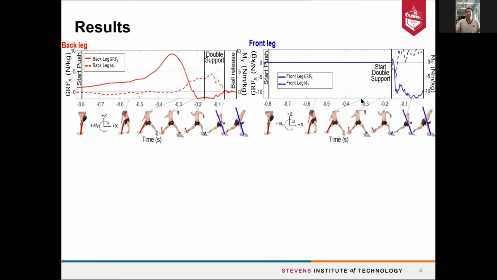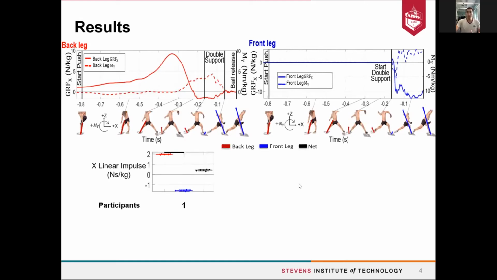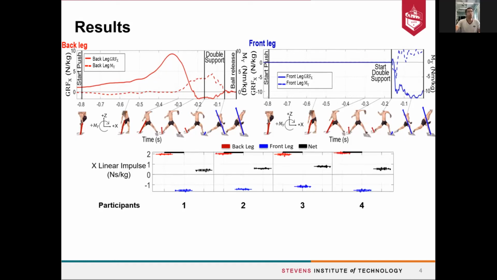This signifies the role of the back leg transitioning from linear propulsion to rotation generation. For the front leg, we see the majority of ground action force X being in the negatives and moment Y becoming positive shortly after ground contact and before ball release. For the impulse values, we found that the back leg generated positive and the front leg generated negative X linear impulse, leading to a net positive X linear impulse, which moves the body center of mass forward. This trend is consistent in all pitchers.